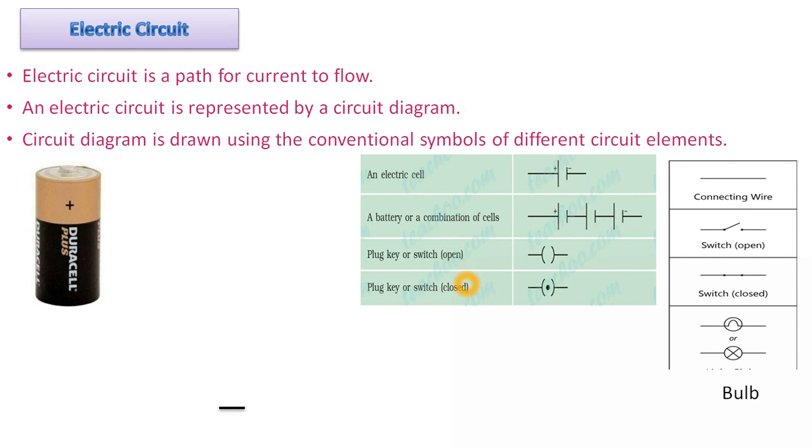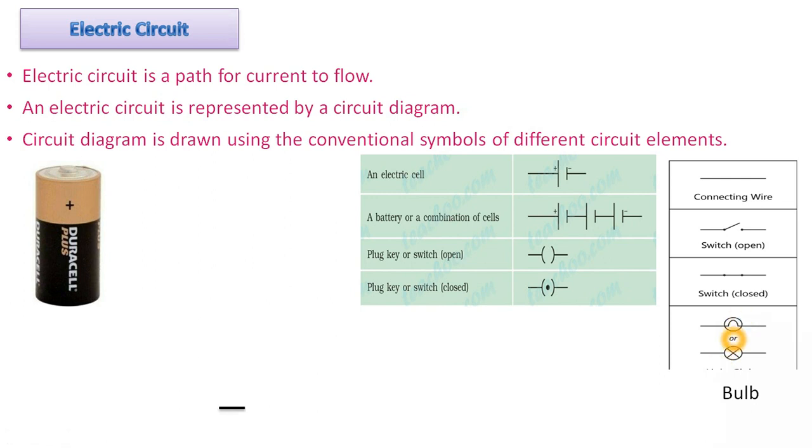Now, an open key is represented like this. This is one way of representing an open key or open switch. You can see there's a breakage in the key. Now if it's closed like this, it will be a straight line, and that means it's closed, so the circuit gets completed. So that is one way of representing an open switch and a closed switch. Another way of representing an open switch and closed switch is like this. This is the open switch, open key, and this is the closed one. And for a bulb you use any one of these symbols.